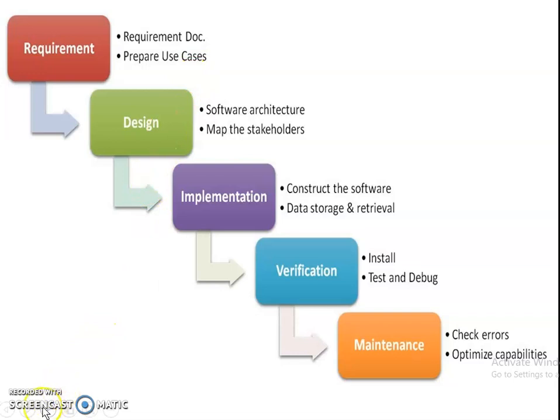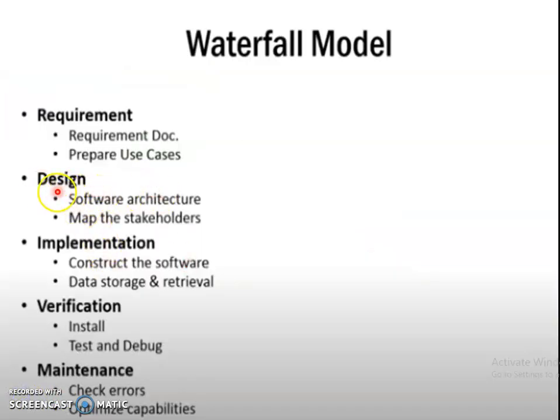Now, the second phase of the waterfall model is design. In that, the requirement specification from the first phase is studied and the system design is prepared. This system design helps specify the hardware and system requirements and defines the overall system architecture. It means you have to design the software architecture. Now the third one is implementation.